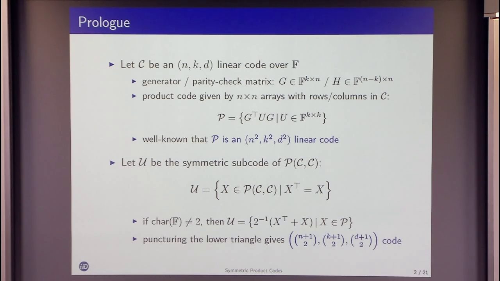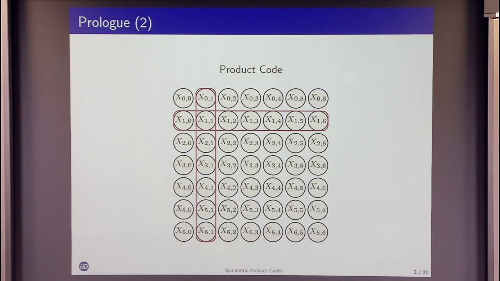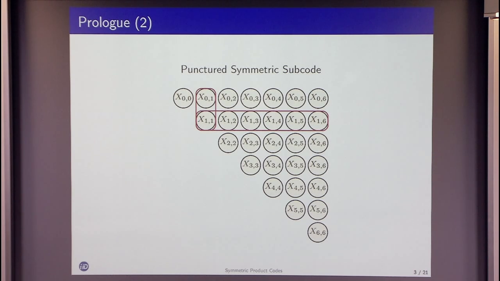So in some sense, what we've done is we've gotten a code of roughly half the length, half the dimension, and half the minimum distance. Whether this is good or not is not clear. Let's look at this in pictures. So we have our product code. Every row and column is a codeword of this code. And now for the symmetric subcode, I'm just going to reverse these indices. So I put the same block in the lower part, and then I puncture it.